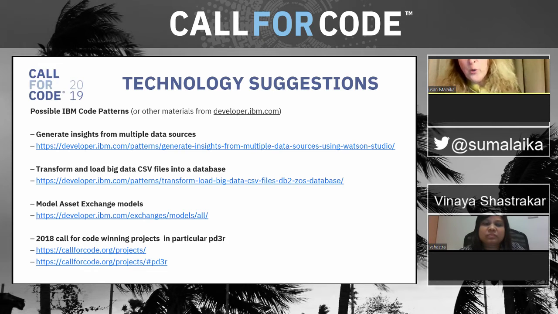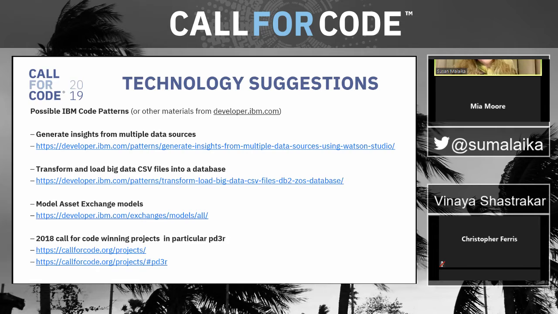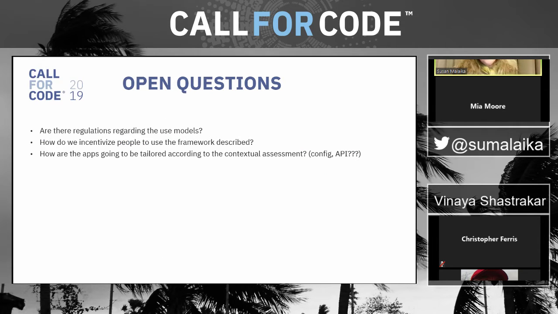Code patterns are chunks of code that you can pull off the system, which give you a way of starting up with some solution. These are some of the ones we picked up, like transferring and loading CSV files into a database. Again, there are the Model Asset Exchange models. We also pointed back to PD3R, which was a solution from last year, which also looks at buildings and tries to figure out what state they're in. So not only looking at the code patterns, but looking at some prior solutions that can be developed further in this hackathon.